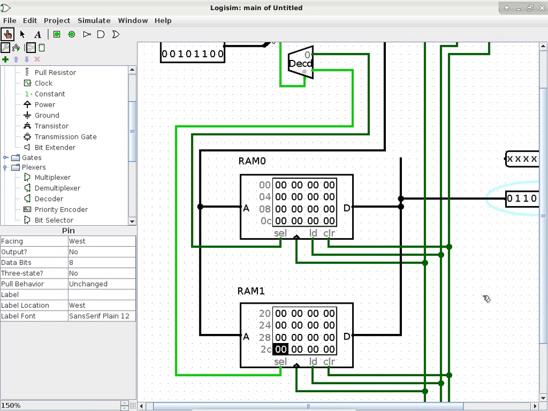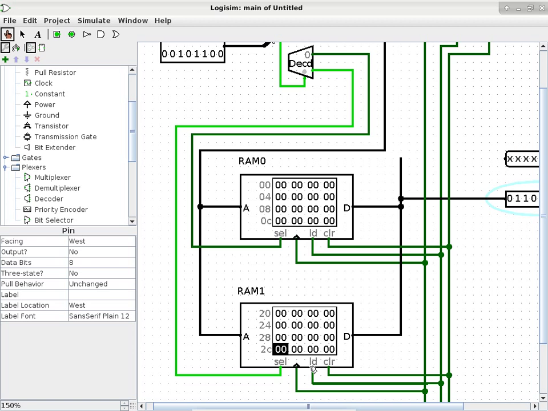Okay, so now we want to look at the load line. It says load if one, load memory to output, which means a 0 is a write operation. If LD is getting a 1, it is specifying a read operation, reading from memory. If LD is a 0, it is specifying a write operation, writing to memory. So right now we are already specifying writing to memory.